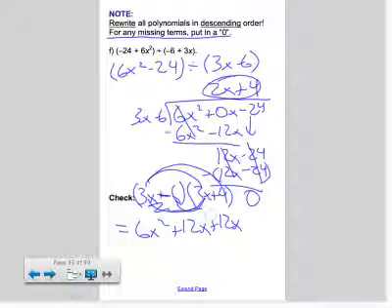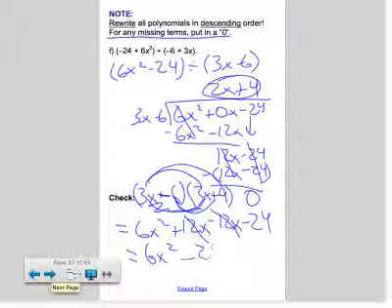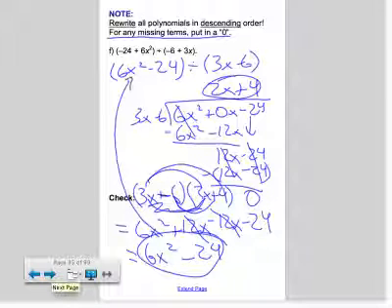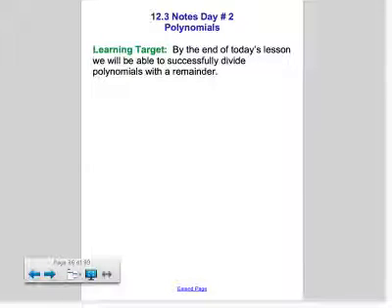Dang it. So there should be a negative 12x. And then negative 6 and positive 4 is negative 24. So you notice 12x and negative 12x cancels. So you're left with 6x squared minus 24. That is the same as that. Check, we did this right. Okay. So that concludes the notes here for day number 1.